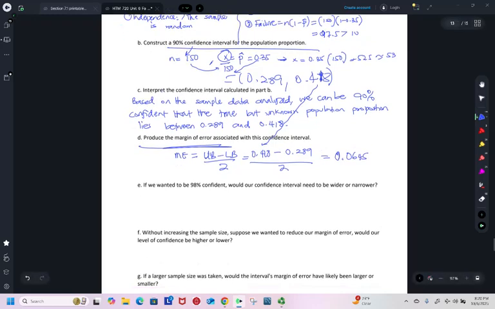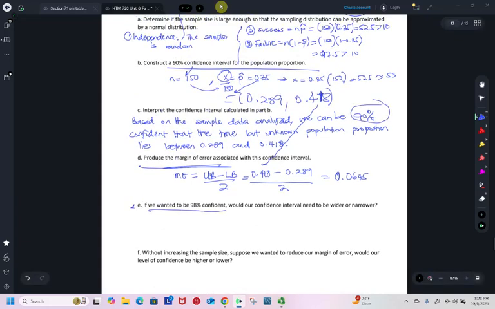The next part of the question said if we wanted to be 98% confident instead of 90% confident, would our confidence interval need to be wider or narrower? What do you think? I would say the correct one would be wider, because if this is 90%, 98% will be even wider.